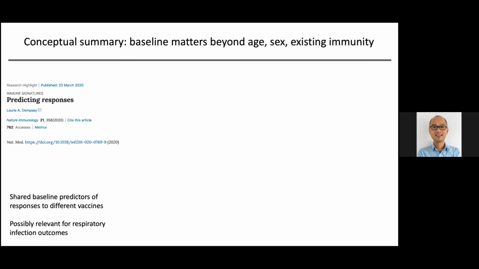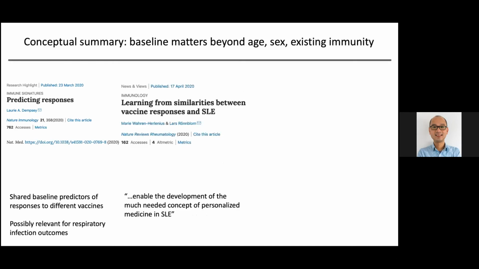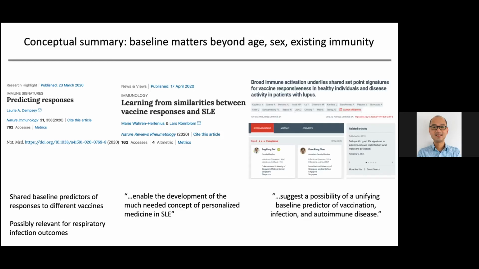So just want to conceptually summarize. First, I think I've shown you that the baseline set point predictors and potential determinants can be shared across vaccines and infections, with the flu vaccine and the yellow fever infections, right? And second, our data also point to maybe a personalized approach to monitor and treat these lupus patients. So for example, there are PDC-based therapies in development. So perhaps by dampening these PDCs at the clinically quiescent states, we can avoid flares in these patients. So our finding also suggests a more shared set point mechanism for vaccination, infection, and autoimmunity.